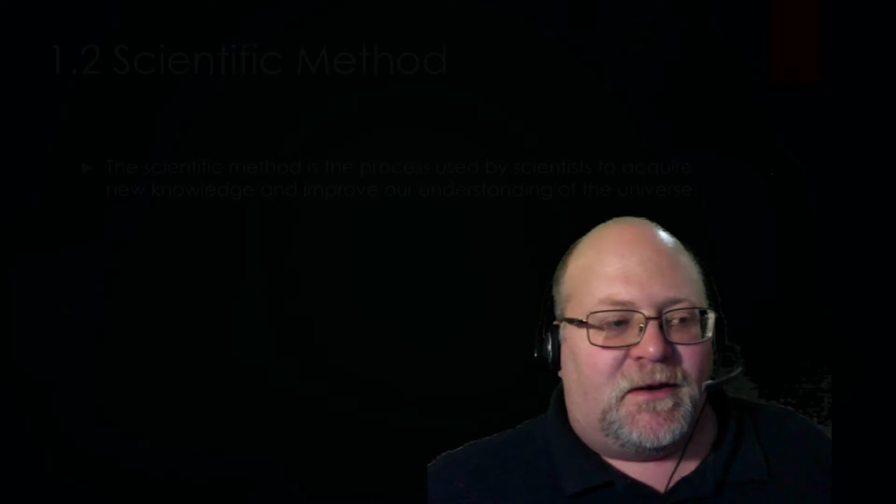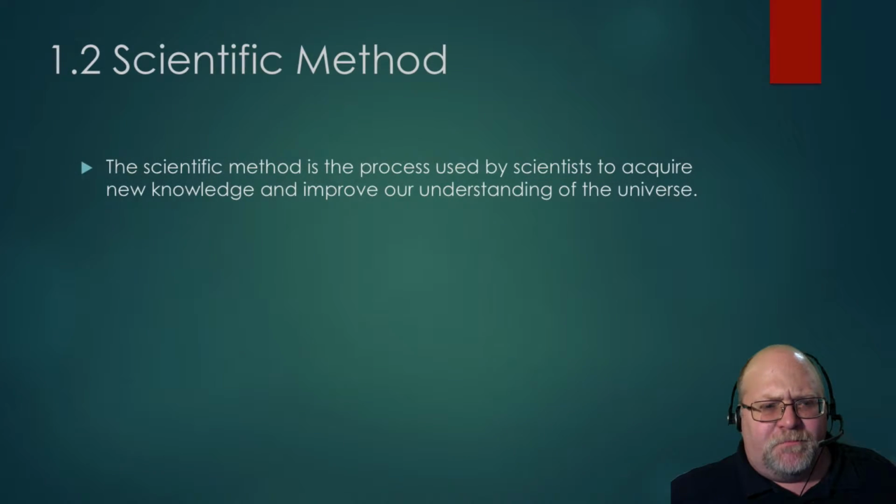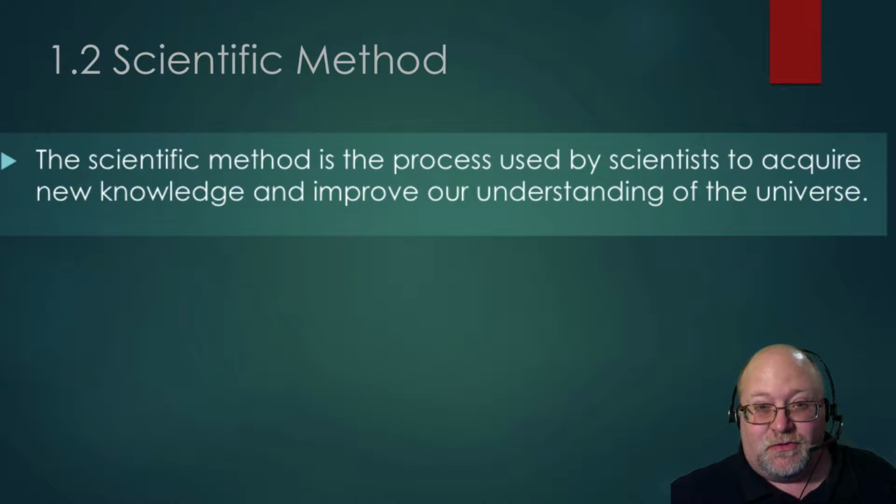All right, let's go ahead and start on 1.2, scientific method. The scientific method is the process that scientists use to acquire new knowledge, to understand the questions of what's around us, what's going on, etc. And it improves our understanding of our surroundings. It improves our understanding of the universe.